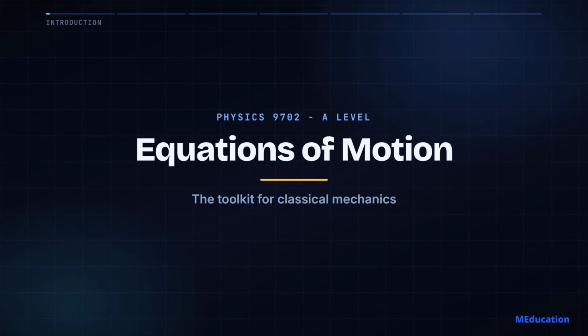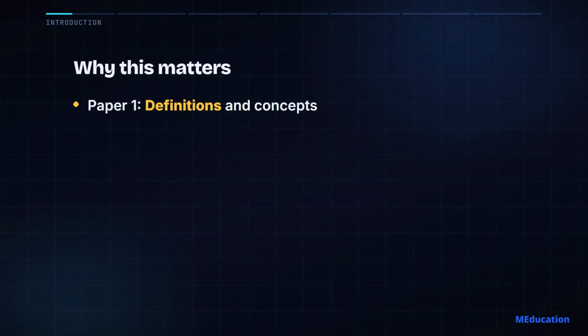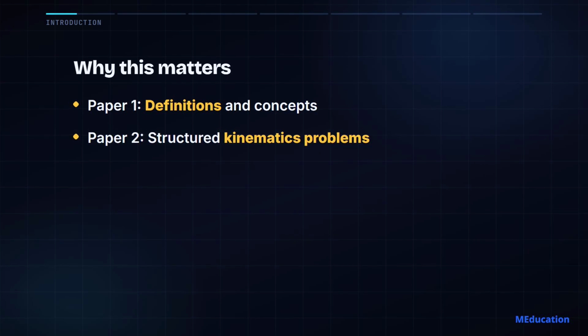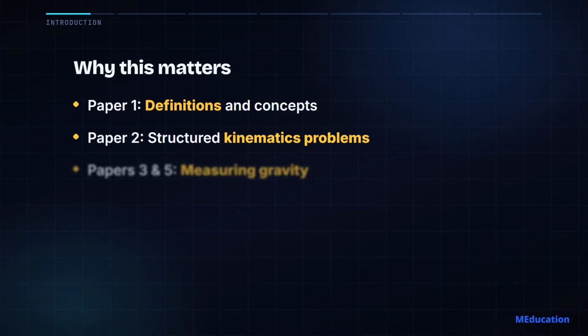Welcome to kinematics. Whether a car is braking to a halt or a stone is dropping off a cliff, a single set of mathematical tools governs exactly how they move. These tools sit at the absolute heart of classical mechanics. In your exam, they appear everywhere. You will need them for definitions in Paper 1, full structured calculations in Paper 2, and for determining the acceleration of gravity in your practical papers.